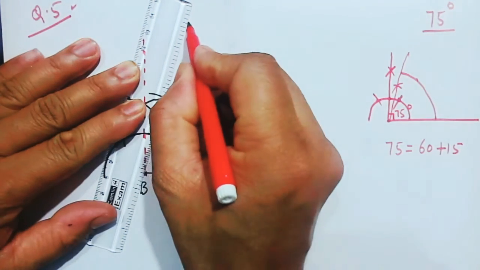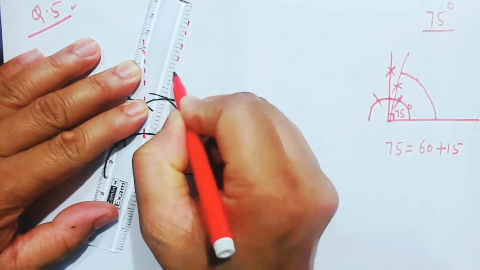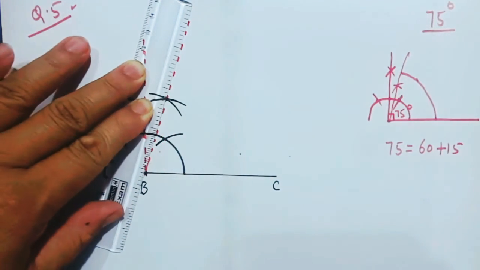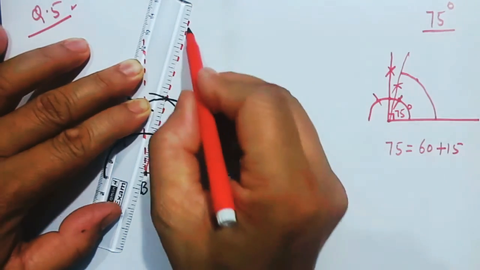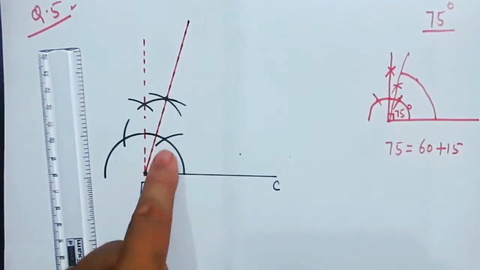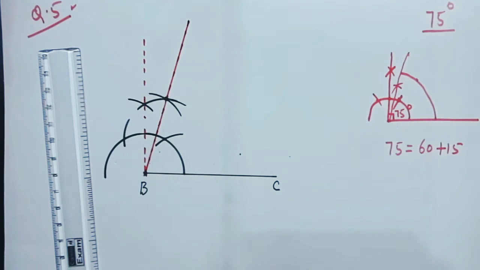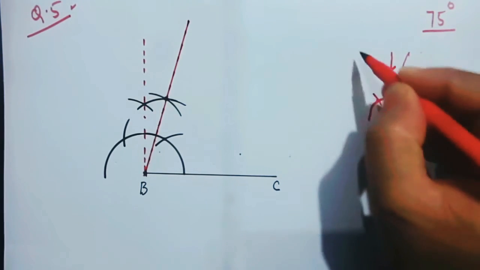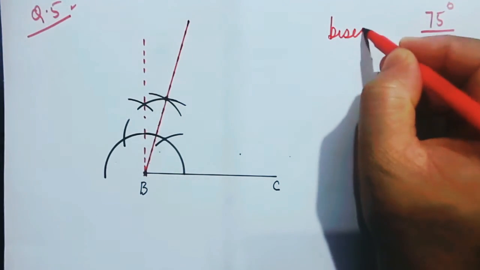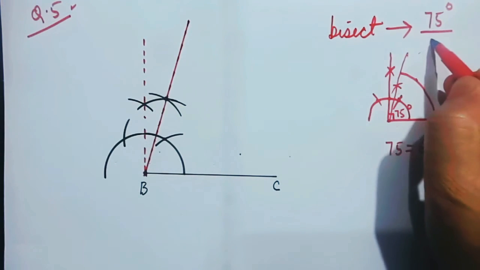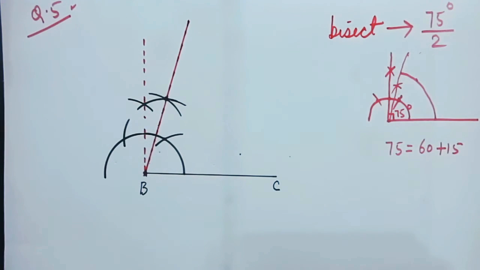But remember that again I do not need this 75 degree. I need this because they have asked us first to construct 75 degree. So this is my 75 degree. That is why I will not draw dotted lines. Now they have asked us to bisect, isn't it? Bisect means divide 75 degree in two parts.